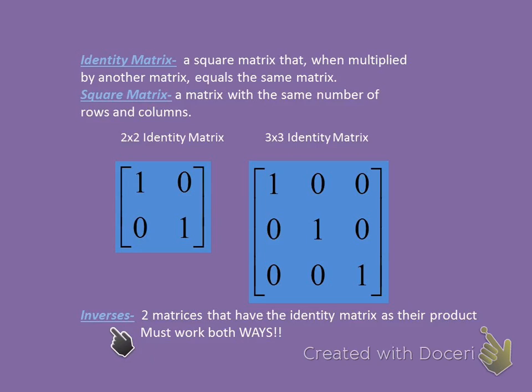Our main focus today is going to be on this word here, inverse. All right, inverses. Two matrices that have the identity matrix as their product must work both ways. So inverses are two matrices that have the identity, that would be 1, 0, 0, 1, as their product. Must work both ways. What you're basically going to do today is be given one matrix, and there's a process you're going to use to find its inverse. That process is very, very simple.